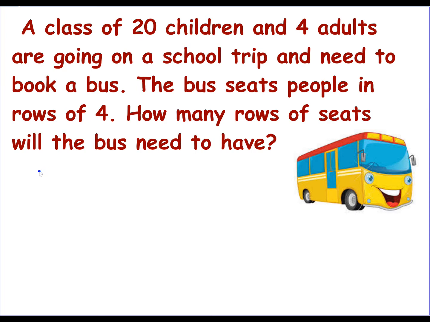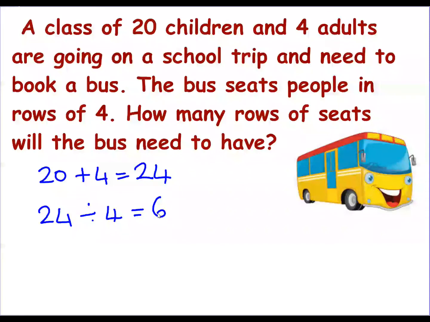So if we have 20 children and 4 adults, we have a total of 24 people going onto the bus. Now the 24 divided by the 4, because there are 4 people per row, tells us, if you know your times table, it's 6. So how many rows of seats will the bus need to have? It needs 6 rows. So don't forget to answer the question.